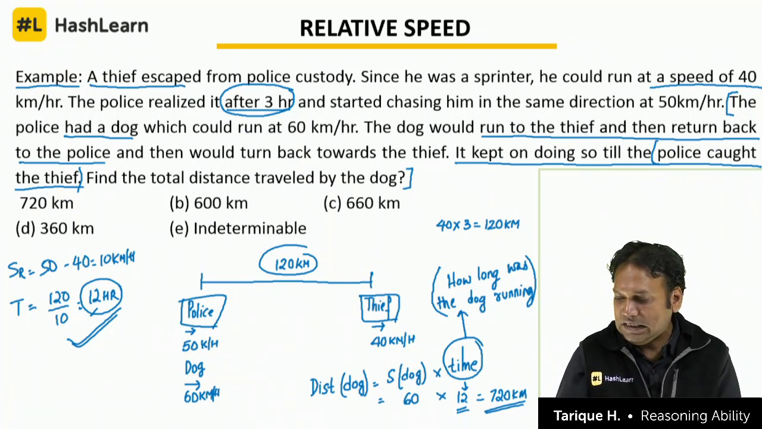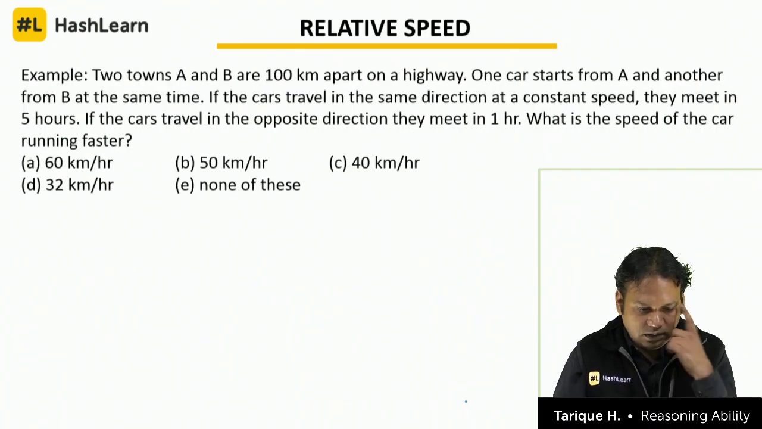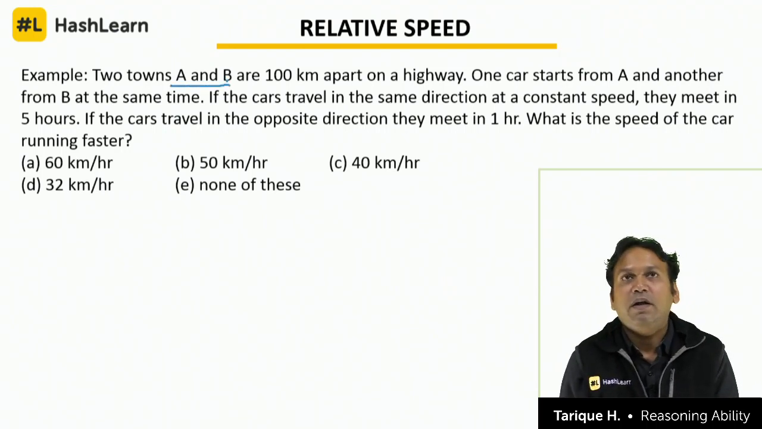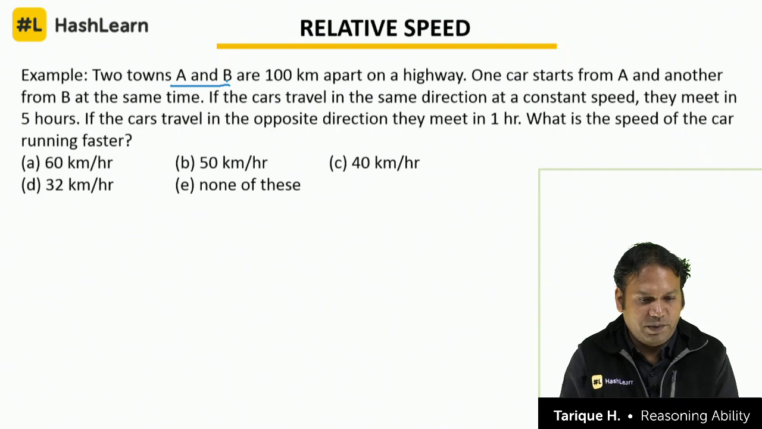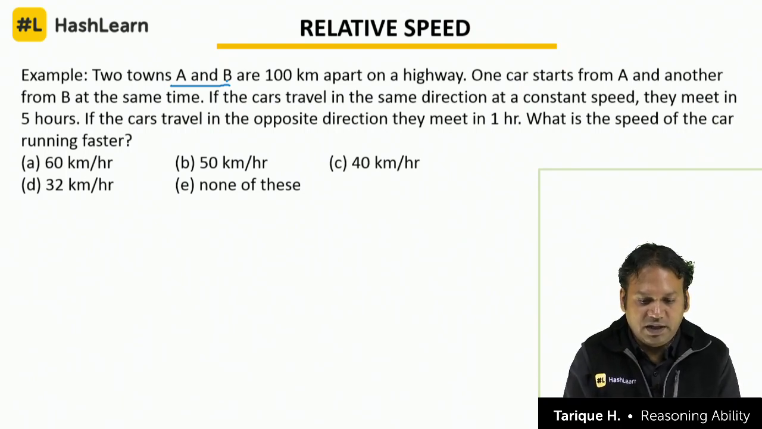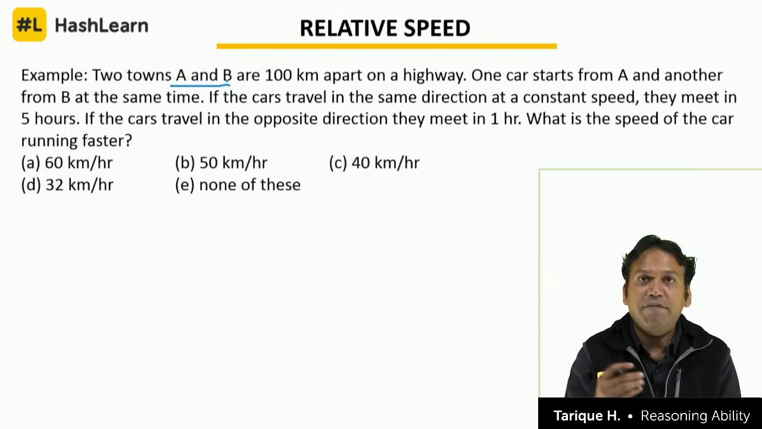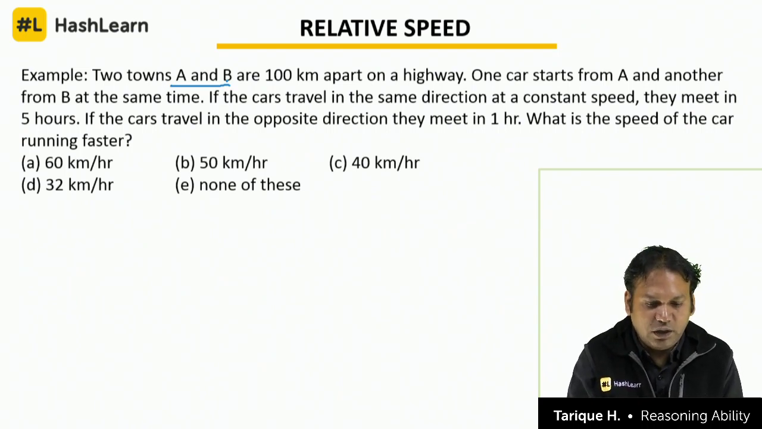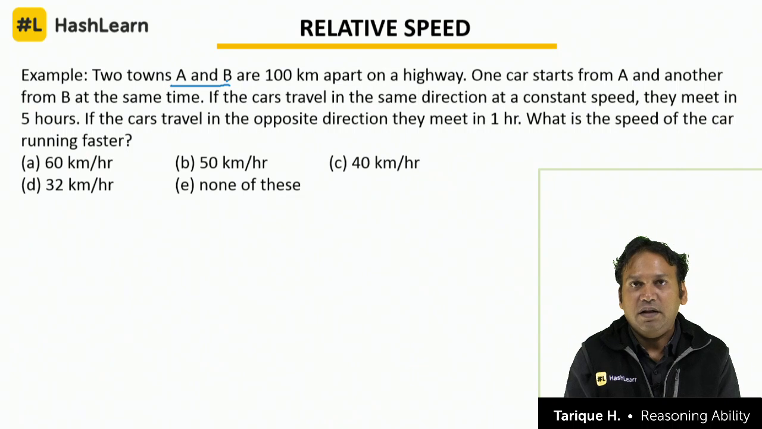And now we will see the next example from relative speed. Okay, so two towns are there, A and B. Our distance is 100 kilometers apart on a highway. One car starts from A, another from B at the same time. If the cars travel in the same direction at a constant speed, they meet in 5 hours. If the cars travel in the opposite direction, they meet in 1 hour.